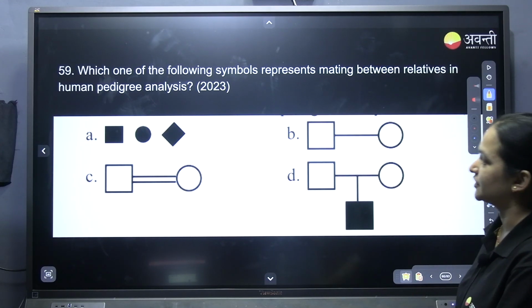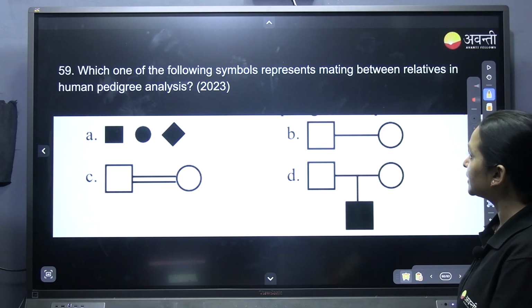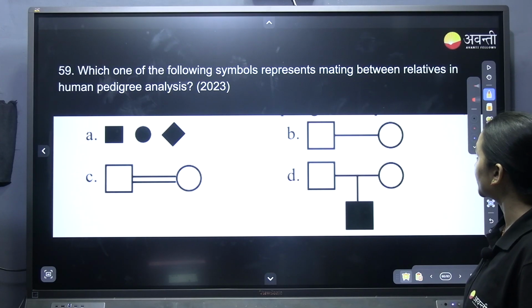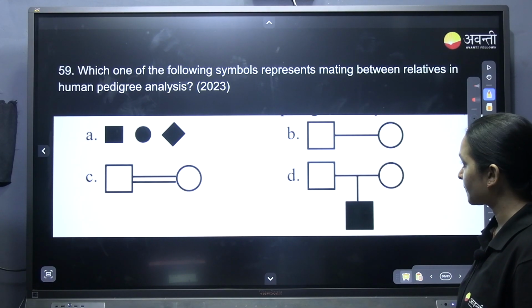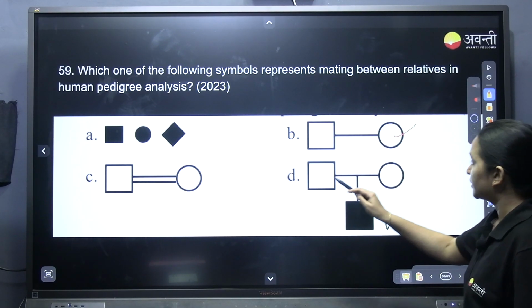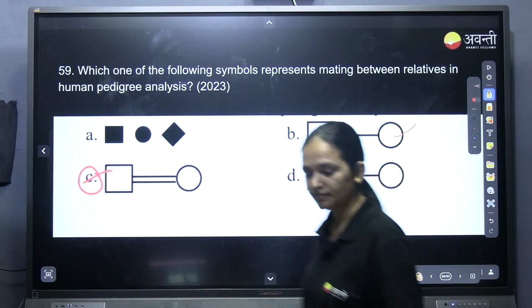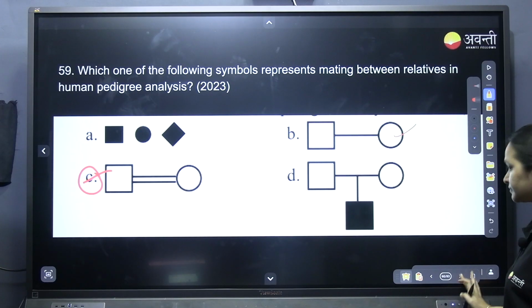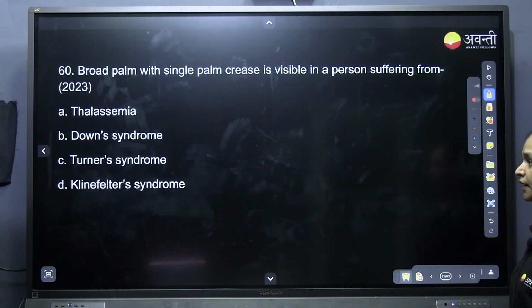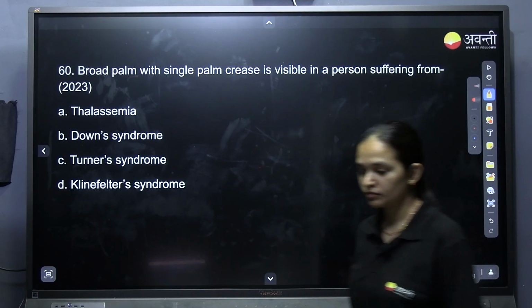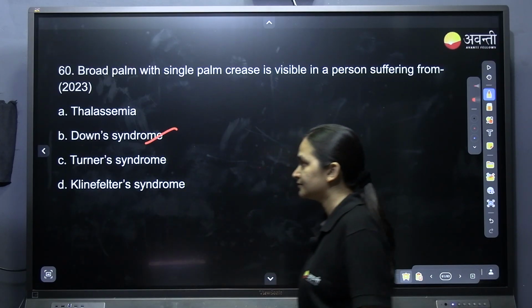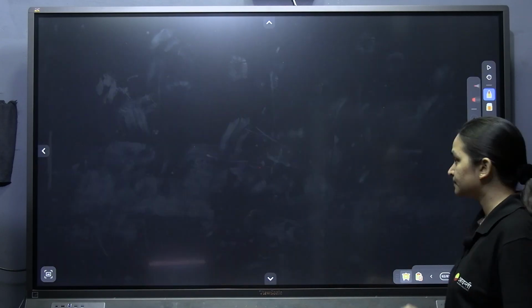Which of the following symbols represents mating between relatives in human pedigree analysis? This is just mating. This is mating between relatives. C. Broad palm with single palm crease is visible in the person suffering from Down syndrome. B for Bombay is the correct answer.